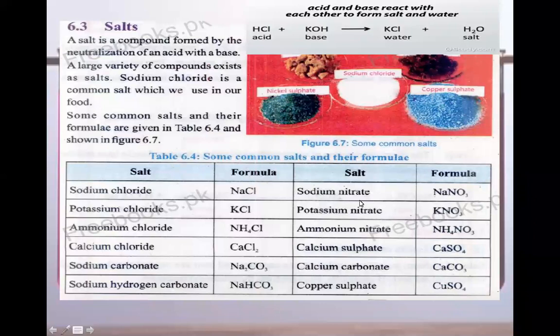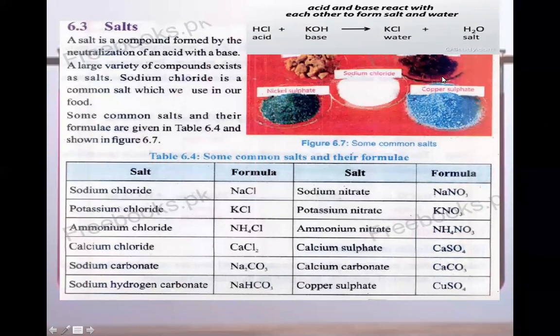Then we have sodium nitrate, potassium nitrate, ammonium nitrate, calcium sulfate, calcium carbonate, and copper sulfate. Copper sulfate is again of big use in our laboratories. आमतौर पर copper sulfate बनाया जाता है, or if by any chance we are going to school in September, then we will be making copper sulfate crystals in the laboratory. All right, these are basically very pretty blue crystals, but they are very poisonous.